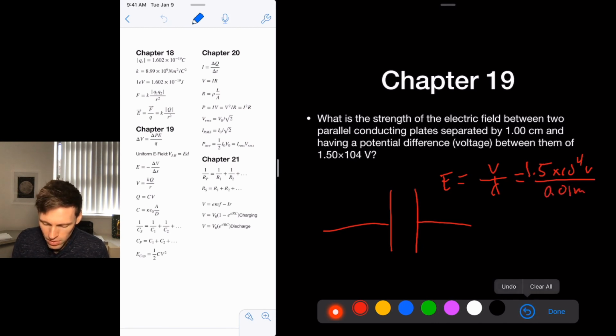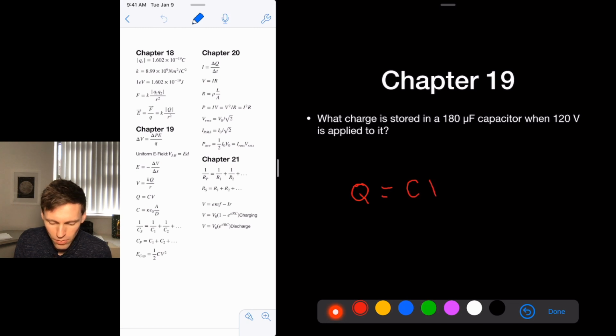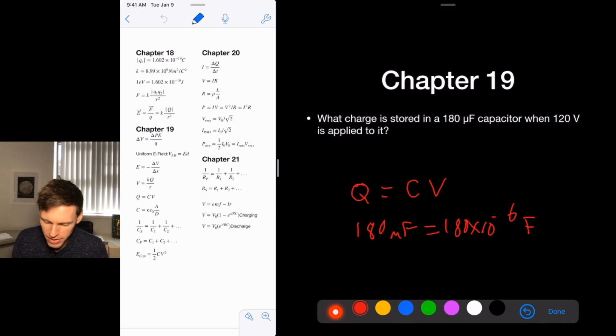Okay, clear. What charge is stored in a 180 microfarad capacitor when 120 volts is applied to it? So Q is equal to CV. So you got 180 microfarads, which is 180 times 10 to the minus 6 farads. That's what a microfarad is. Times 120 volts, and that will be the charge.